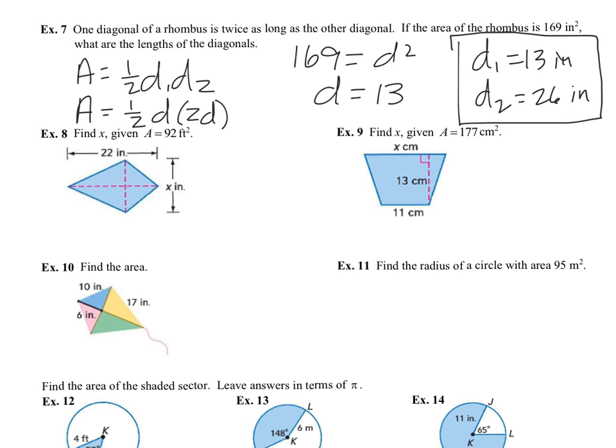Okay, example 7 says that one diagonal of a rhombus is twice as long as the other diagonal. Then it says if the area of the rhombus is 169 square inches, what are the lengths of the diagonals? So here's our formula for the area of a rhombus. We just take 1/2 times the product of the two diagonals. And then what I'm going to do is let one diagonal, it says one diagonal is twice as long as the other one. So I'm going to call one diagonal D, and the other one, in terms of this first diagonal, we call it 2D because it's twice as long as the first one. If I multiply these together, 1/2 times 2 cancels out, and D times D is D squared. We're told that the area is 169, so we get 169 equals D squared. That means D is 13. So if one diagonal is 13 and the other one is twice as long, then it would be 26 inches.